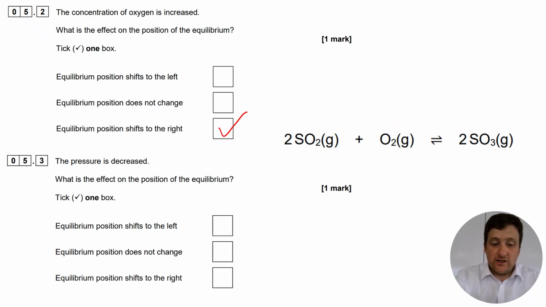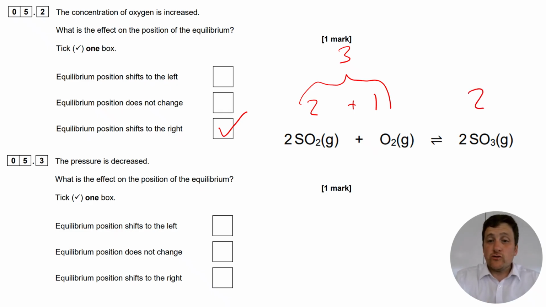Now I'm going to delete those arrows because the next question is the pressure was decreased. What is the effect? Well, if we add up the molecules, there's two of these and there's one of these. So adding up those molecules, there's 3 molecules on this side and there's only 2 molecules on this side. So if we decrease the pressure, it's going to want to increase the pressure. The way to increase the pressure is to move to the side where there are more molecules, and therefore the equilibrium is going to shift to the left.